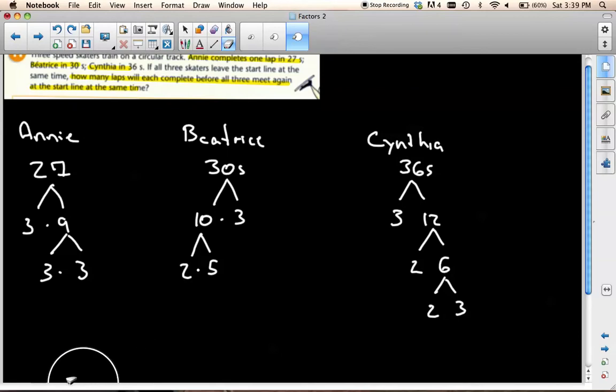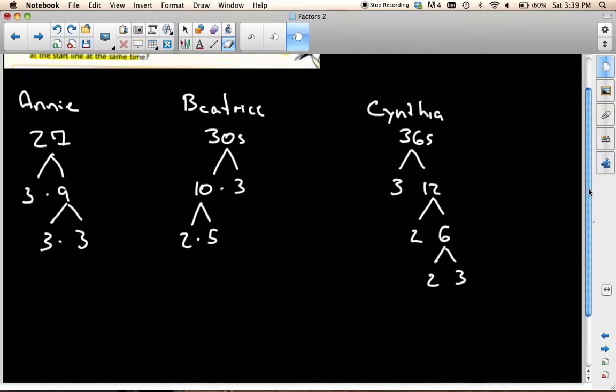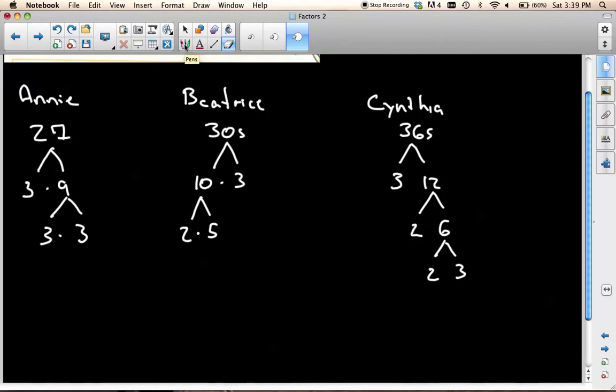So we need to figure out how that's going to work. So here's what we're going to do. What numbers do we know that they have in common, all 3 of them? Well, Annie, Beatrice, and Cynthia all have the number 3 in common. Okay, so that is one common multiple.